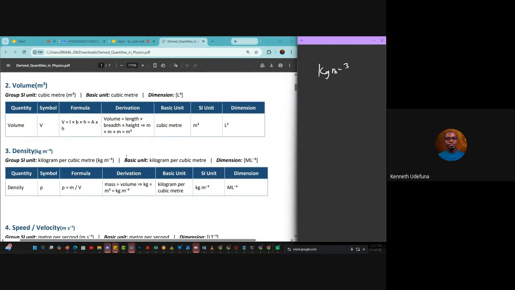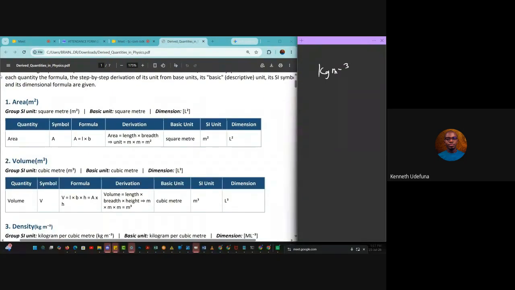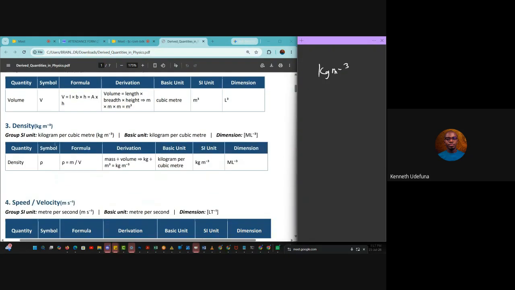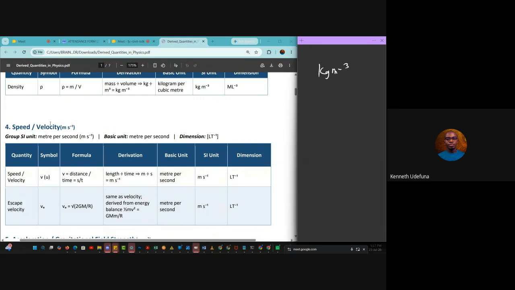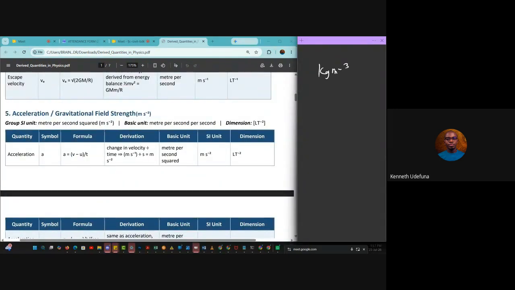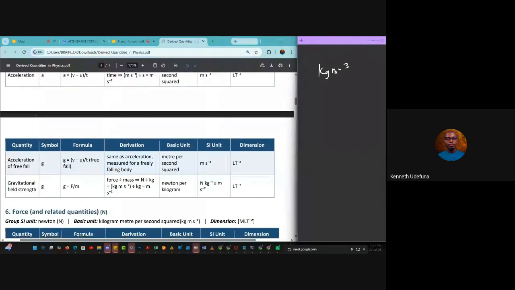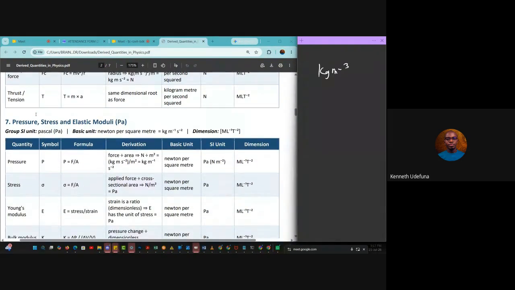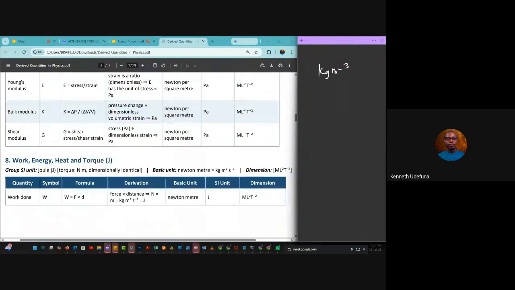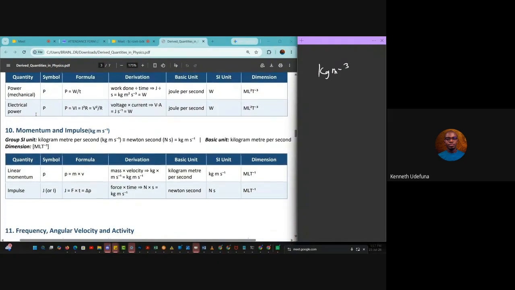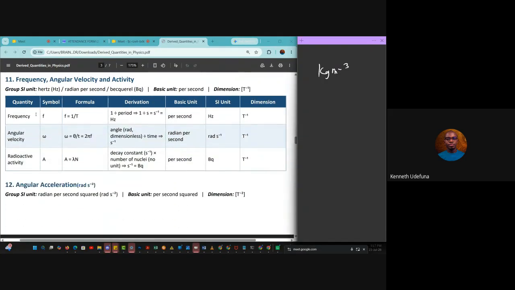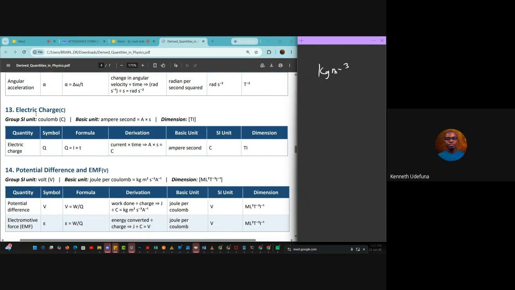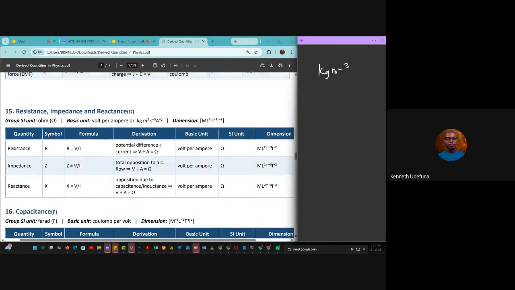So quickly, the derived quantities that we have are the following. Area. We also have volume. We have density. We have speed or velocity. We have acceleration. Then under acceleration, we have so many of them. We have force. Then we have pressure. Then we have work. Then we have power. We have momentum. We have frequency, electric charge, potential difference, and so on.